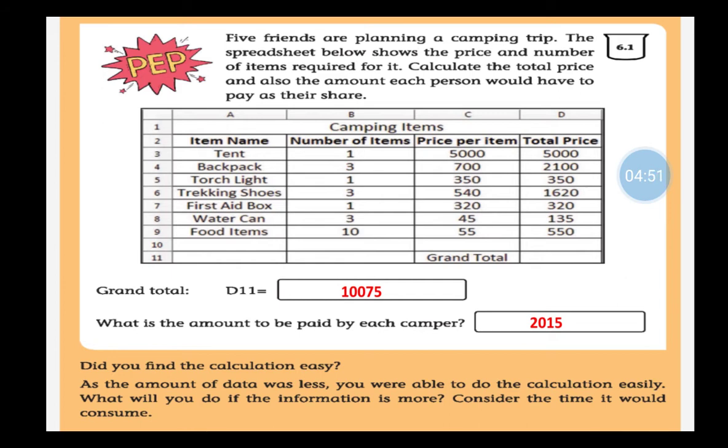Here there are only some 7 items, some 7 prices, and you have to do the calculation and add them. But sometimes on one full page there will be 100 items and 100 prices, and you have to do the calculation. At that time it will be difficult to do the calculation manually, right? Consider the time it would consume, and it will also take more time to do the calculation, right?